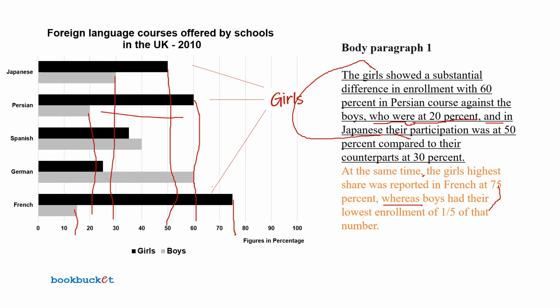Okay, this is a different way of expressing the same figure. Of course, I have done some mathematics to express it in a different way. Okay, so in that way the sentence looks good. Now this, at the same time, is also a complex structure. You can see that whereas, okay, there is a linker coming to show that it is contrasting. Boys had their lowest enrollment. So you can see that both are complex structures. Great.